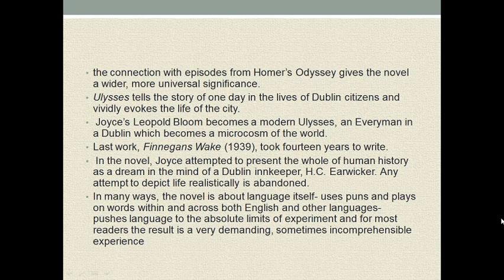James Joyce uses puns and plays on words within and across both English and other languages. And he pushes language to the absolute limits of experiment. And for most readers, the result is a very demanding, sometimes very difficult, incomprehensible experience. So I should say that among these works, A Portrait of the Artist as a Young Man is relatively simple when compared to his other two works, Ulysses and Finnegans Wake.